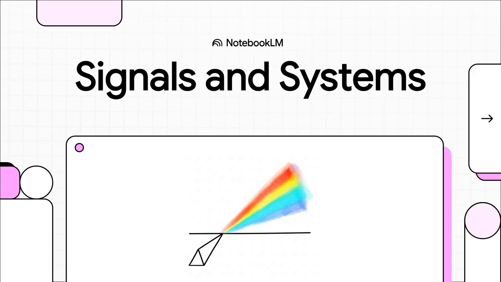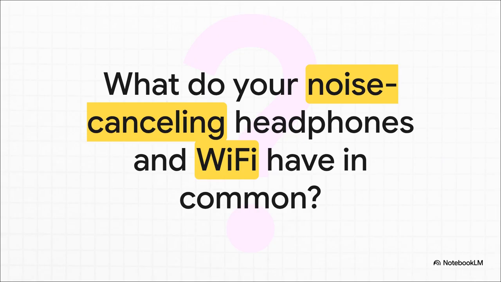So, let's dive in. Let me kick things off with a question for you. What do your noise-canceling headphones, the ones that create that perfect bubble of silence, have in common with your Wi-Fi router, which is pulling information out of thin air? Well, the answer is this incredible, kind of magical story about math that we're about to explore.